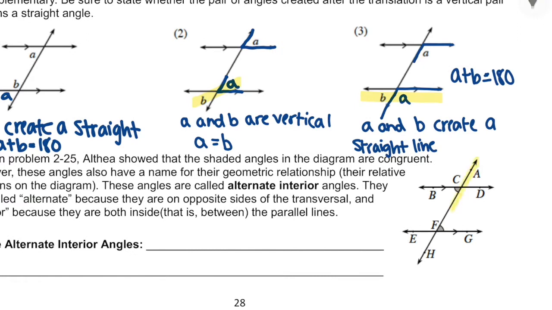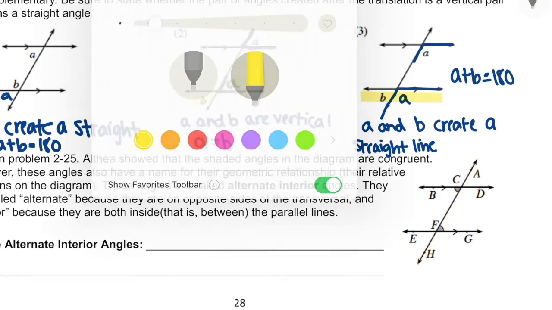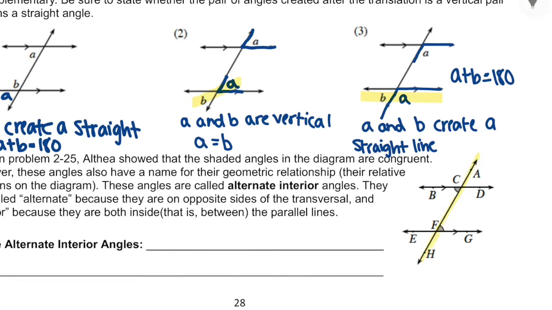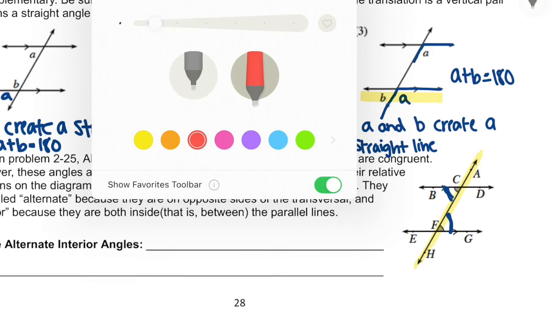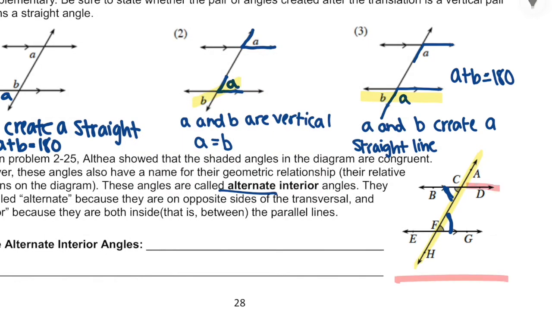This is my transversal, and let me use a thinner one so you can see it a little better. So here's my transversal. See how this one's on this side, but this one's on the other side? That's where alternate comes into play. And then I'm going to use a different color. My parallel lines are like this. And notice how my angles are inside the parallel lines. They stay in between here. They don't go outside of them. So that's what interior stands for. So it's in the name, it's literally telling you where all the things are.